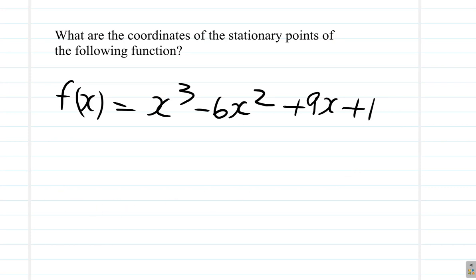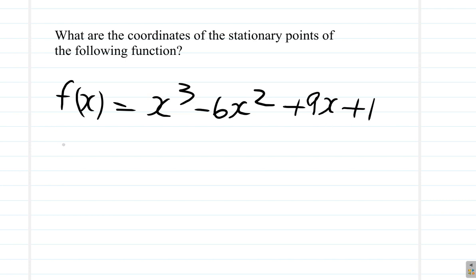What are the coordinates of the stationary point of the following functions? You have f of x equal x cubed minus 6x squared plus 9x plus 1. Now, we're going to find the derivative. Remember, you have x raised to different powers here.